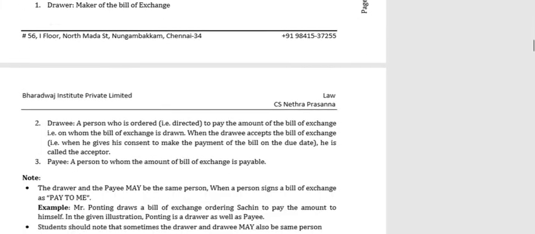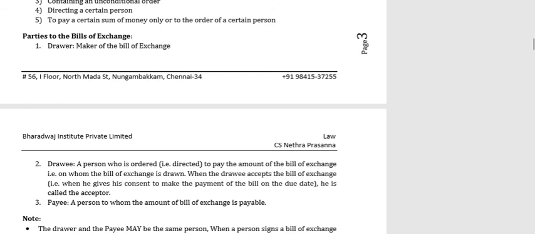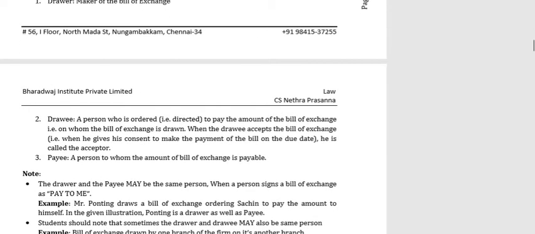Who are the parties to a bill of exchange? Number 1, drawer, who is the maker of the bill of exchange. Number 2, drawee, the person who is being ordered to pay. In my example, A wrote and signed an instrument ordering B to pay a sum of rupees 500 to C. A is the drawer of the instrument, B is the drawee and C is the payee. You may pause this video now and recollect the example I have given, or you may go back 2 minutes and look at the example again.